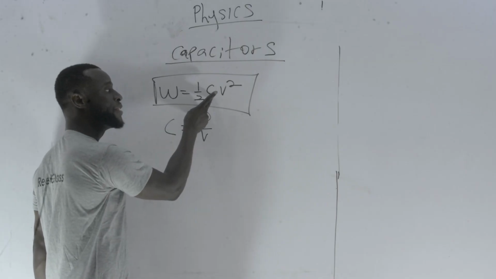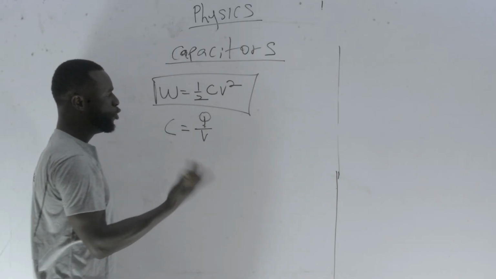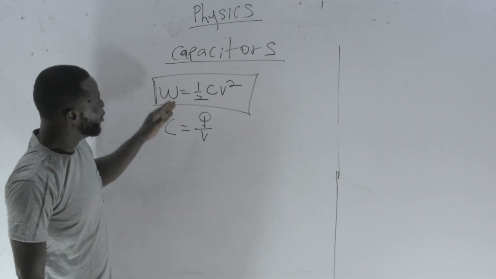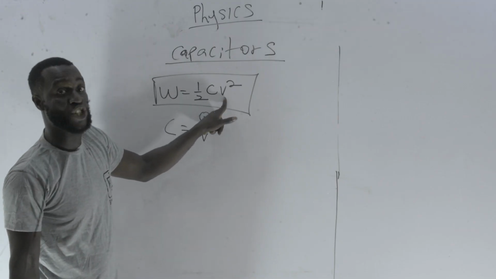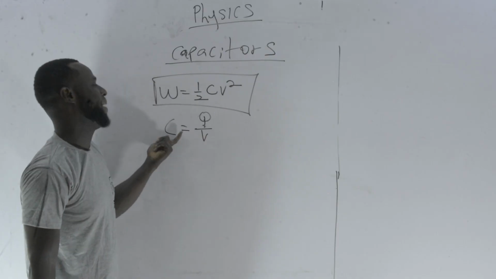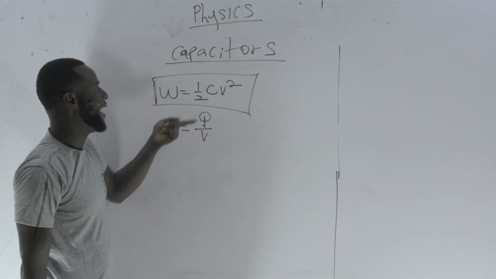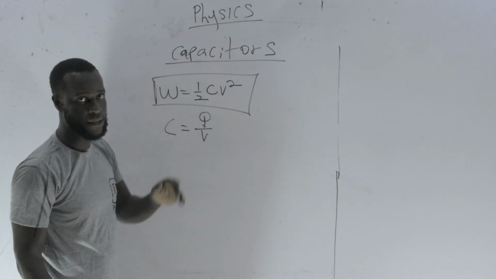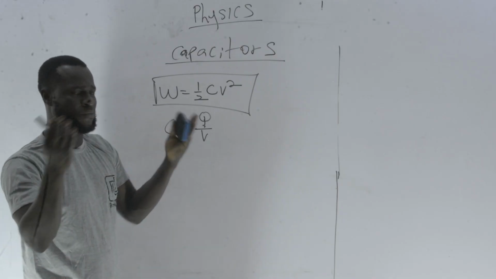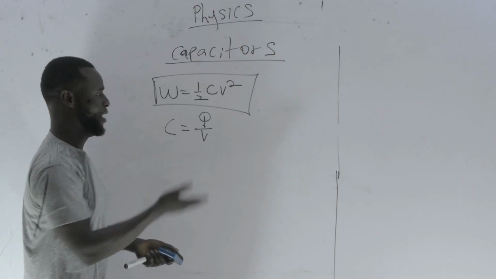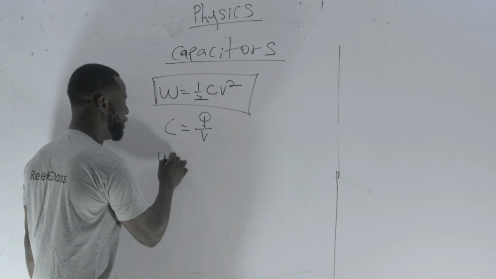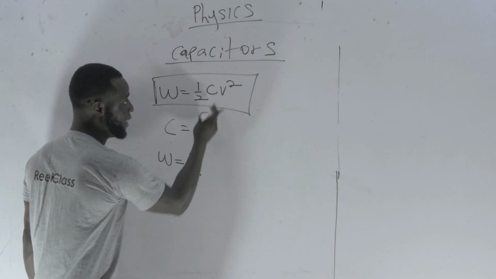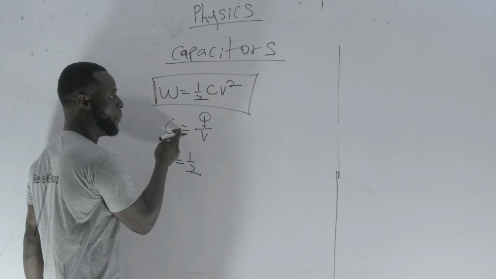They did not give you C, but they gave you V. You know that in order to find W, you need C and V. But they will not give you C, they gave you V and they gave you the charge. I can come here and find my C. Once I find C, I can plug it back into this place and I'll get my answer. Then the person will just say, why stress myself? I can just say anywhere I see C, I put Q over V. If I do that, I'll have W is equal to 1 over 2, yes, C. But instead of putting this C, I'll put Q over V.